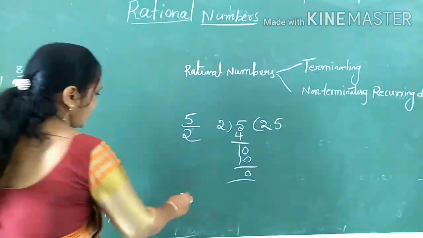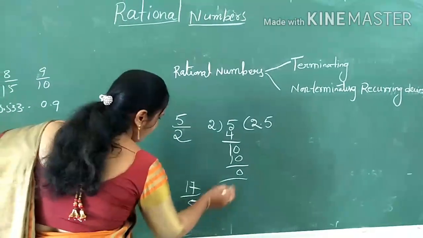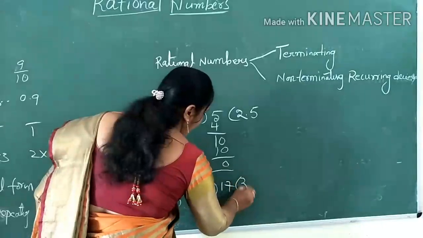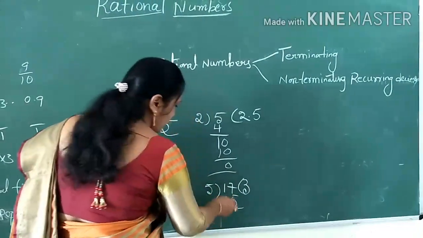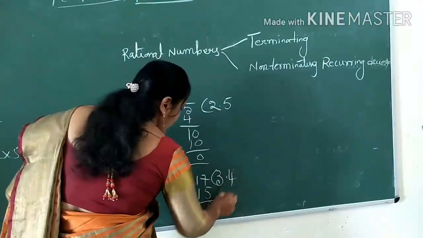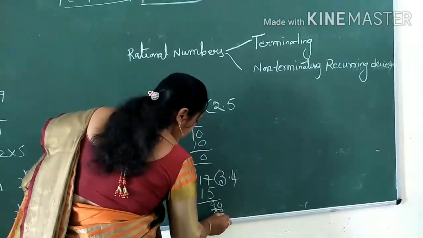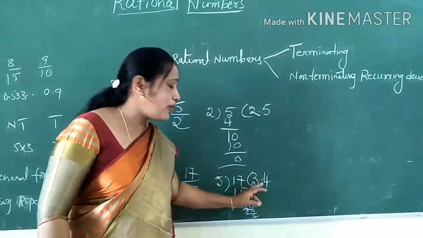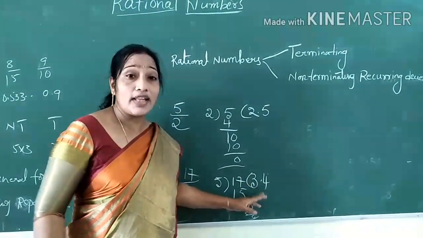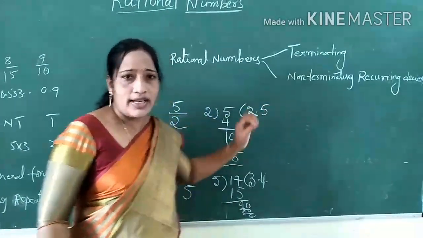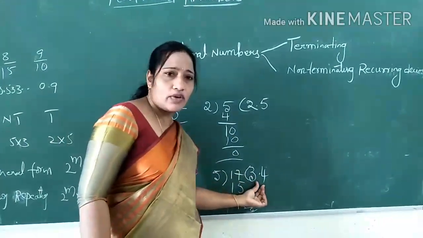One more example, 17 by 5. 17 by 5 means 5 divides 17. 5 threes are 15, 17 minus 15 is 2. Then 5 fours are 20, subtract, and we get 0. Here also we get the remainder 0. It is only terminating, with only one decimal place.